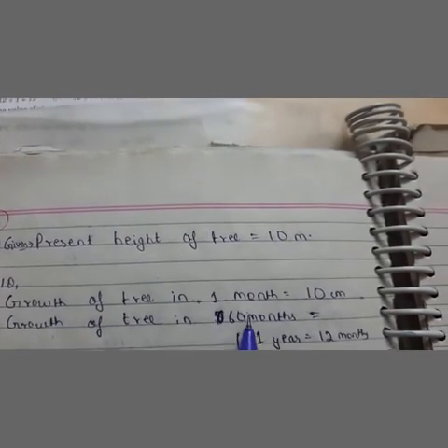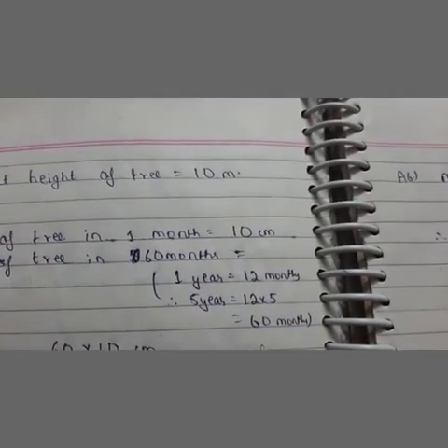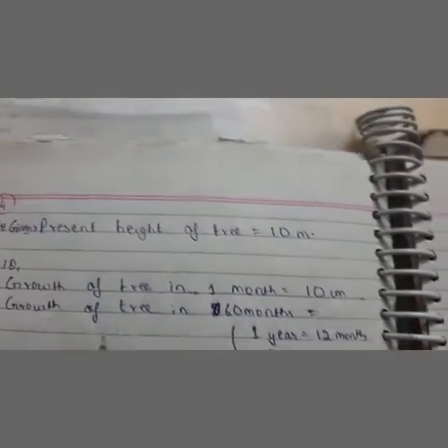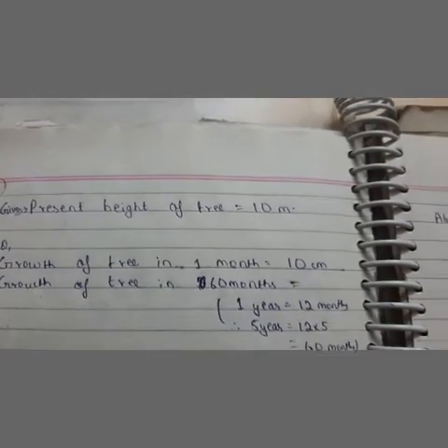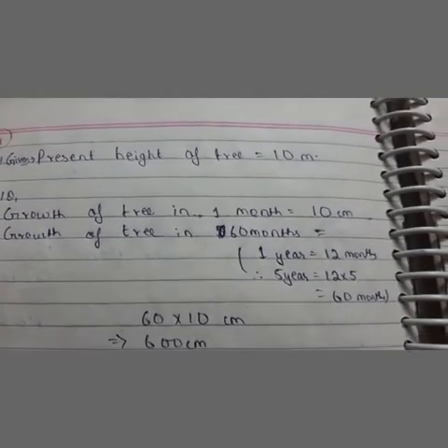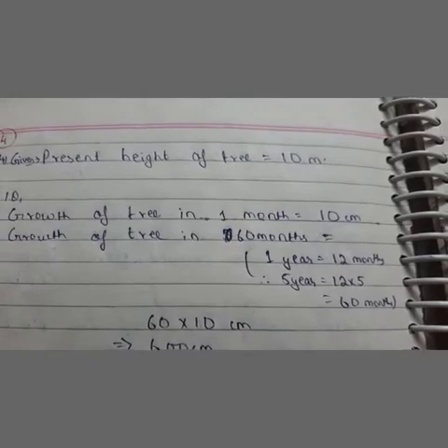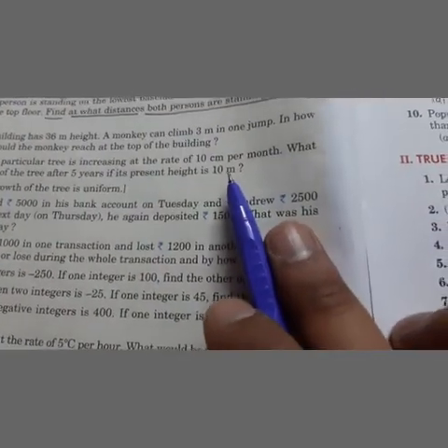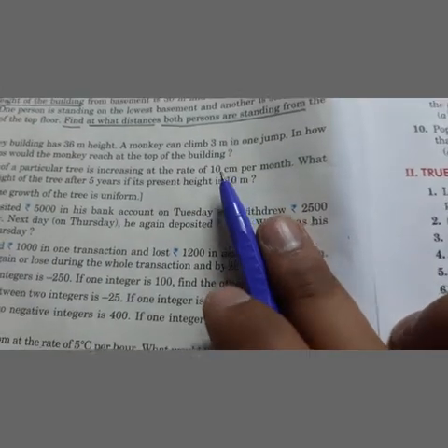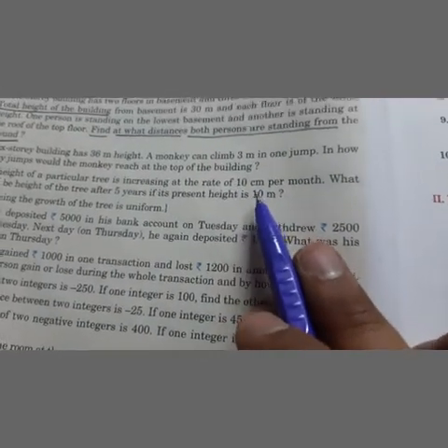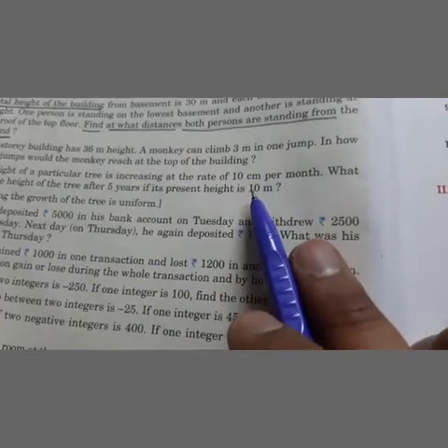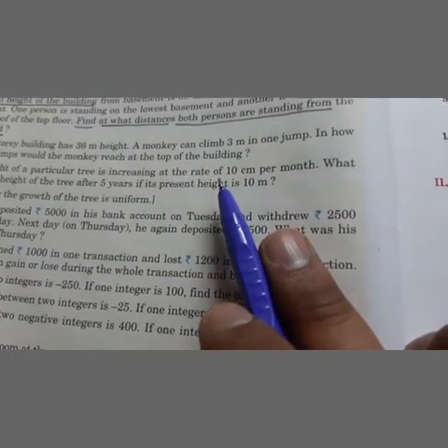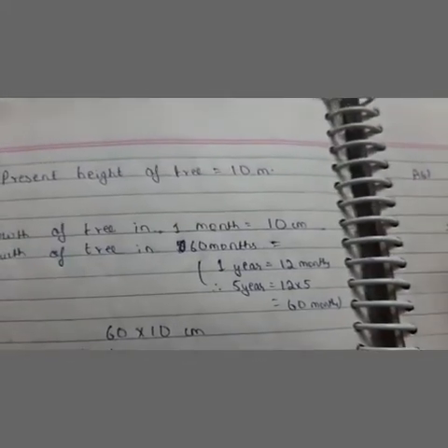60 months means 5 years. Here I have mentioned also how to convert. Okay, this you can see. So growth of the tree in 60 months is equal to 60 into 10, that is 600 centimeters. This is your height. But see, here it is given in meters, here it is given in centimeters. So you need to convert it. You could have converted it before also, but it is more convenient to solve it after solving, so the values come a bit closer. Okay, so it is 600 centimeters.